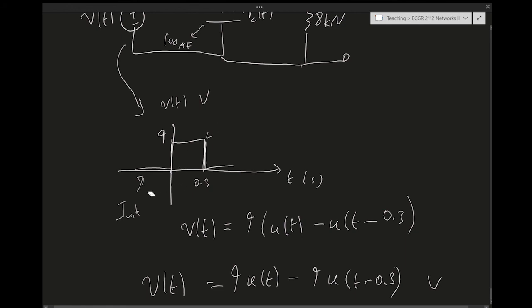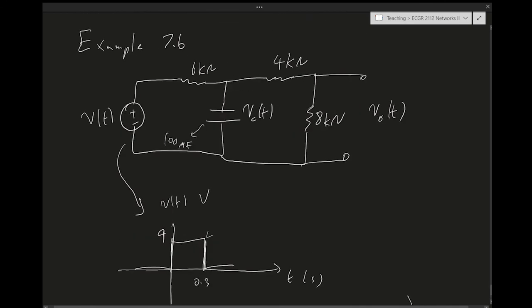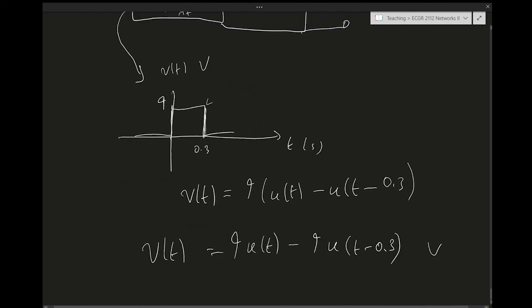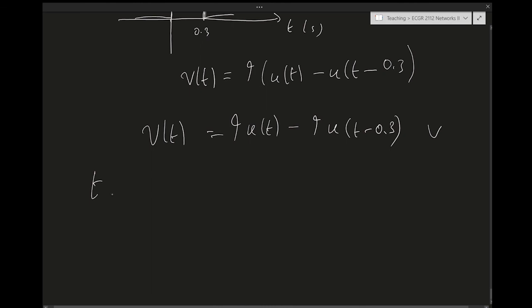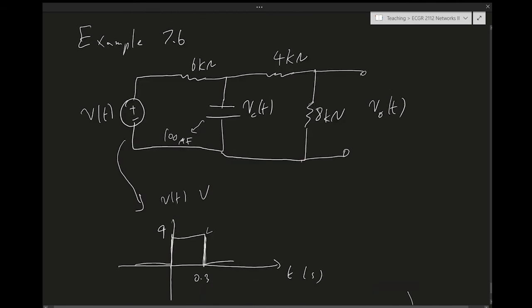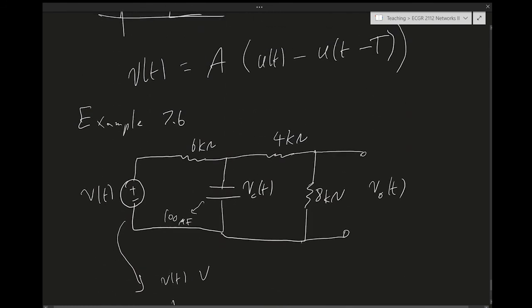So initially, what is the capacitor voltage? Our first transient occurs at t equals 0. So we have two transients. It's like we're solving two transient problems. The first transient occurs at t equals 0, and the second transient occurs at t equals 0.3. Okay. So what happens initially? Initially, before t equals 0, the input was 0 for an infinite amount of time. So we assume that the circuit was already at steady state.